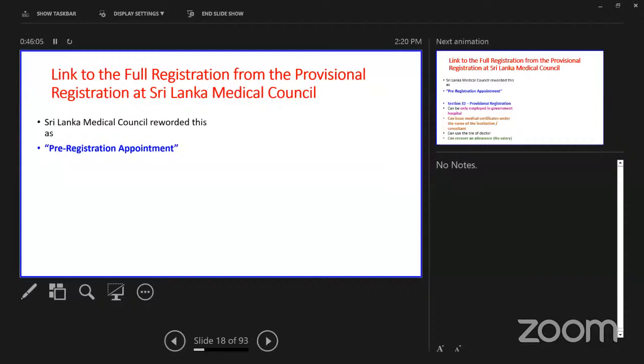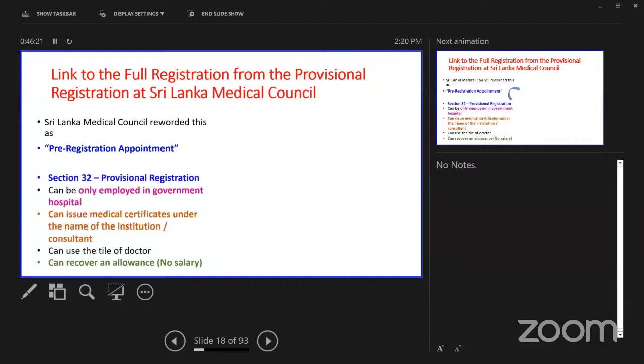once you complete your internship. So Sri Lanka Medical Council mentioned this as a pre-registration appointment, prior to registration. This is sort of a continuation of your medical education program. So you will be registered in Sri Lanka Medical Council under Section 32. You will be given a provisional registration.